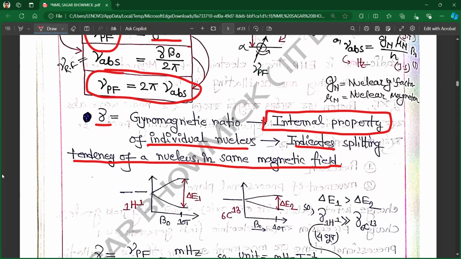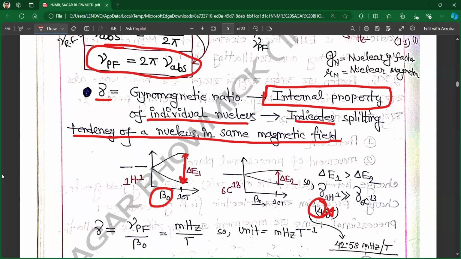Suppose I have 1H1. This has this amount of delta E. I have applied the same external magnetic field B naught, but the proton nucleus has split this much, and the carbon nucleus has split this much. Delta E1 is larger than delta E2. Why? Because gamma of 1H1 is more than that of carbon nucleus. It is actually 4 times.